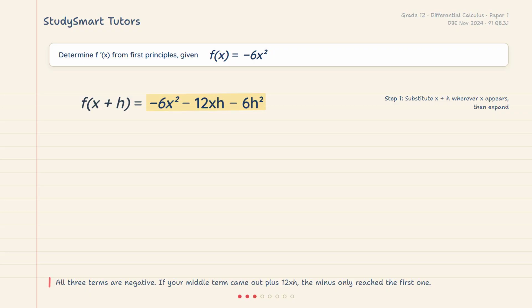Now do it in 2 moves rather than 1. First, expand the bracket on its own. X squared plus 2xh plus h squared. Then multiply all 3 of those by minus 6, all 3. That is 1 whole mark on the marking guideline, and it is lost by people who take the minus to the first term and forget the other 2.